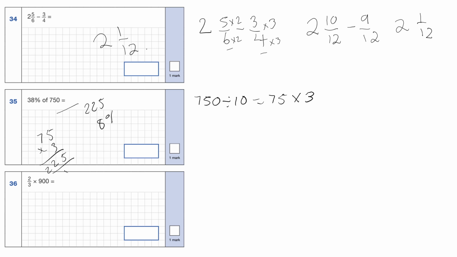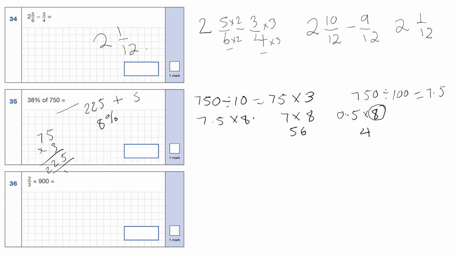Now I need to find 8%. I can find 1%, and then multiply that by 8. So we've got 750 divided by 100. That's 7.5. So 7.5 times 8. We'll do 7 times 8, and then we'll do 0.5 times 8. 7 times 8 is 56. Anything multiplied by 0.5 is half your multiplying number here. So it's half 8, which is 4. So my answer is 225 add 56 add 4.